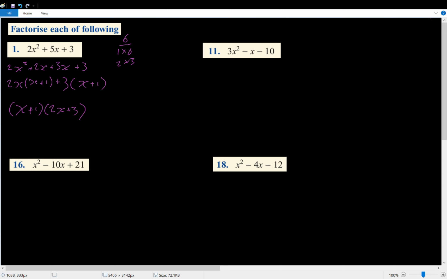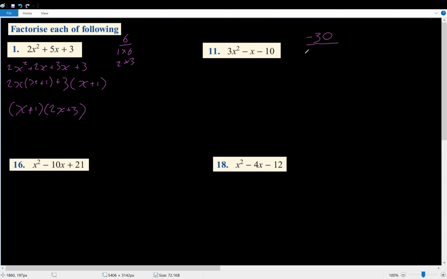But now that we've seen that method done, let's see if we can apply the same reasoning to the next question. So in question 11 we've got 3x squared minus x minus 10. So we'll start off same as before, coefficient of x squared multiplied by the constant. In this case we get minus 30. And now we're looking for factors of minus 30 that will sum to the coefficient of x, which in this case is minus 1. There's no number written there, but whenever there isn't a number written in front of an x, we assume there's a 1 there. So we're looking for factors of minus 30 that will sum to minus 1.